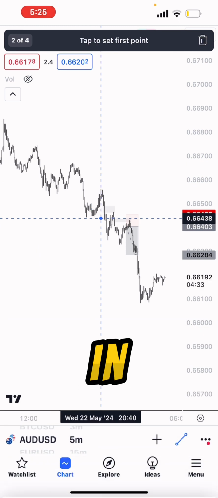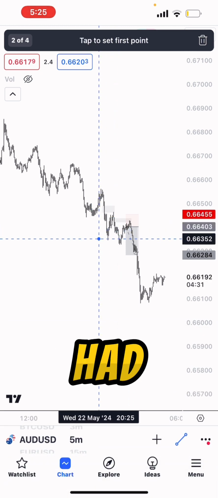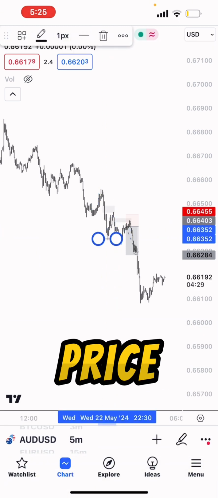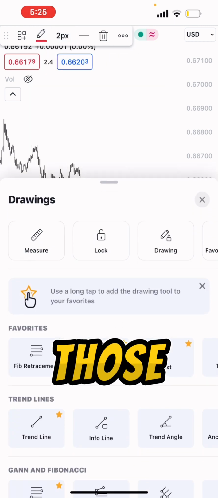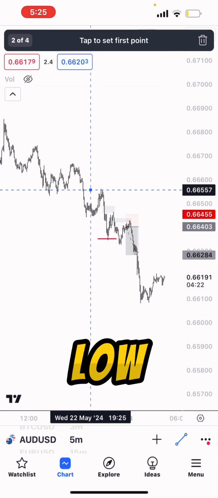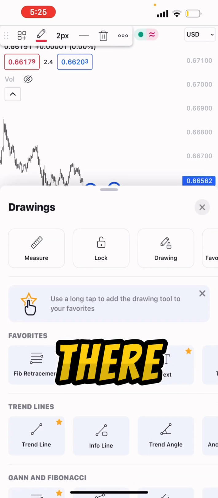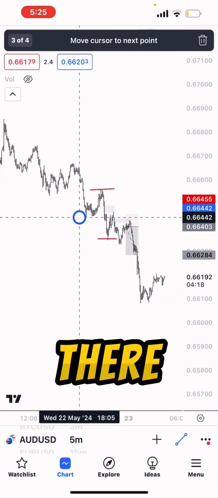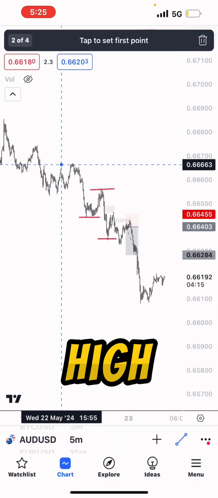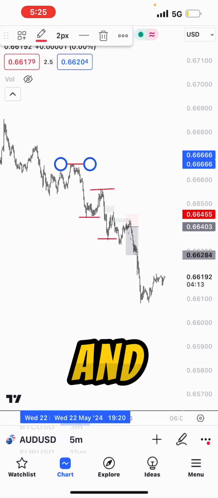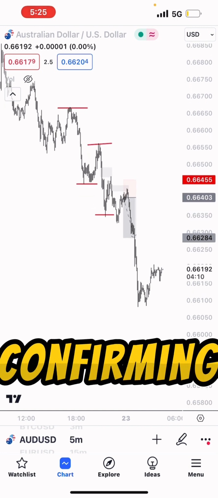And so before I got in that trade there, we had the price low here, and I'm just gonna put everything so you can see it. Those red lines I'm drawing. We had a low here, a high there, then we had a low there. Then we had a previous high here. In total, 4 pieces of structure confirming our trend.